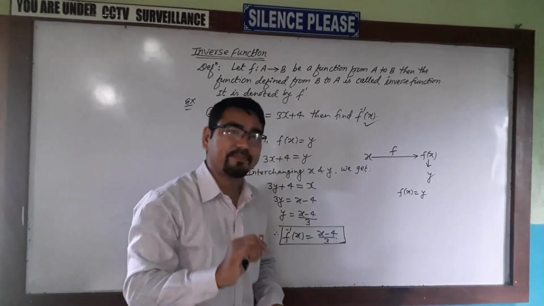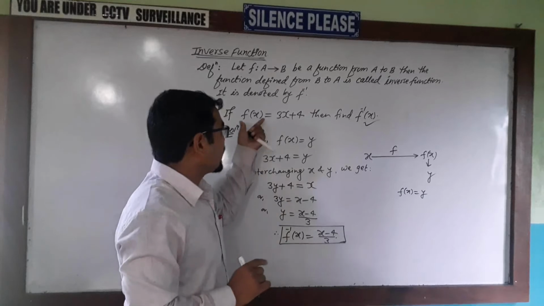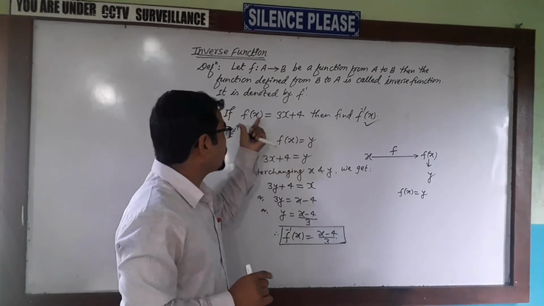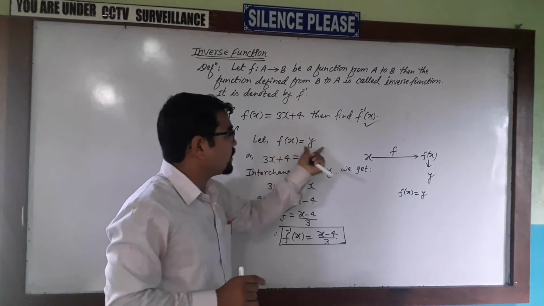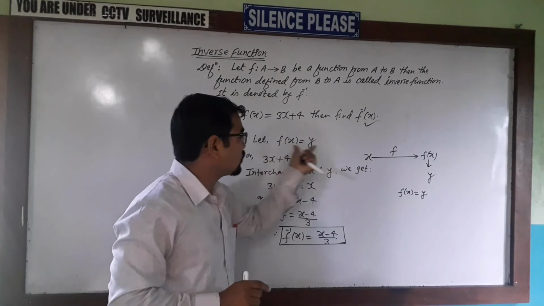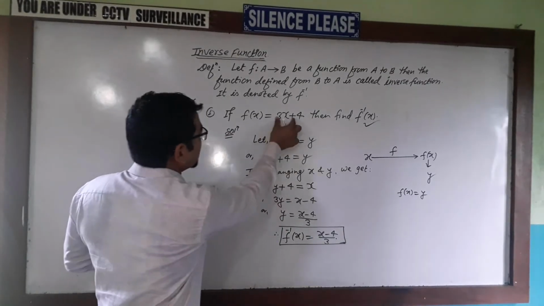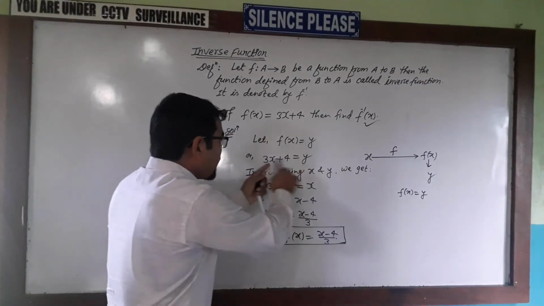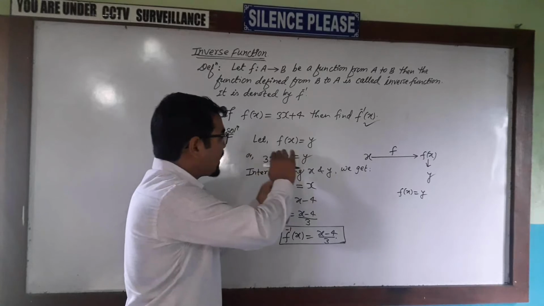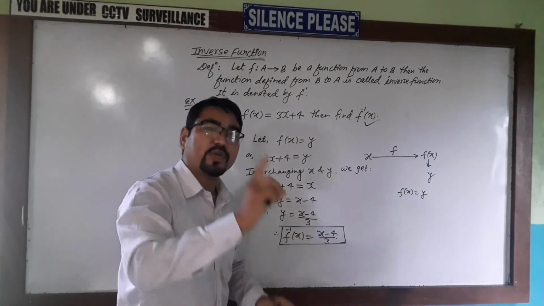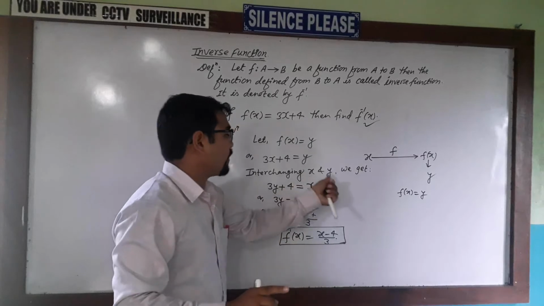So what are the steps? Step number 1: the given function should be supposed as y. We can consider let f(x) be equal to y. Then in place of f(x) we put 3x plus 4, equal to y. If there is something to cross multiply or divide, if possible to simplify, then we can simplify. Otherwise we can interchange x and y.